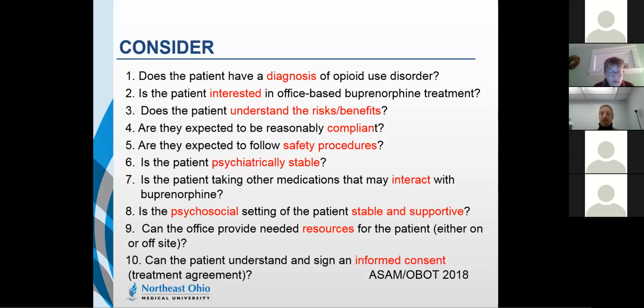It's really more of a wish list for us than a reality. We're able to know if our own offices are able to provide the resources that the patient needs, or we're able to link them to resources that they would need to have. And finally, we're going to have a patient review our treatment agreement and sign an informed consent for treatment.